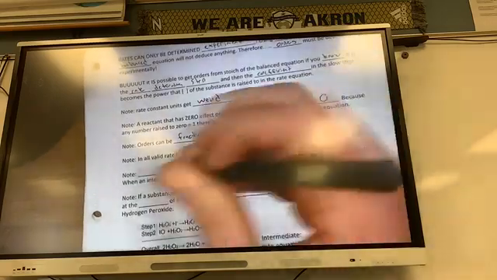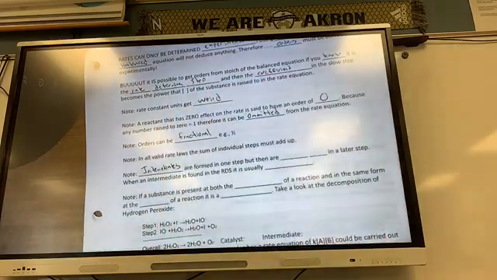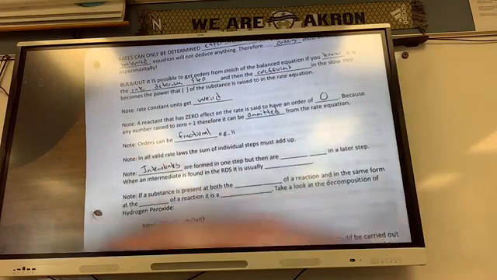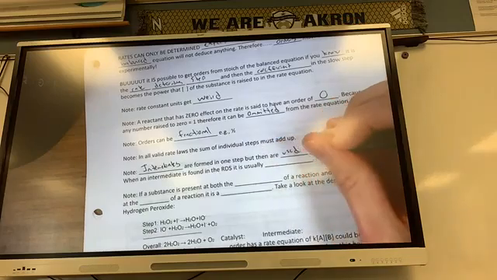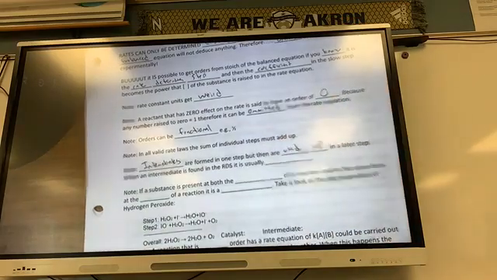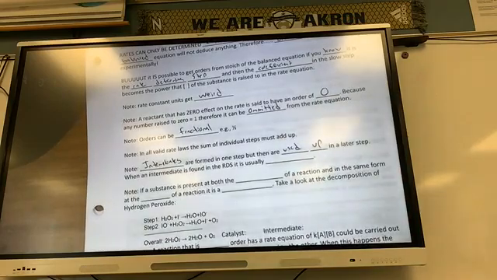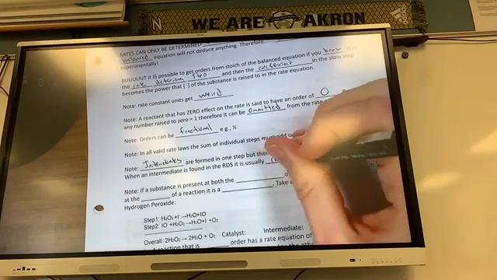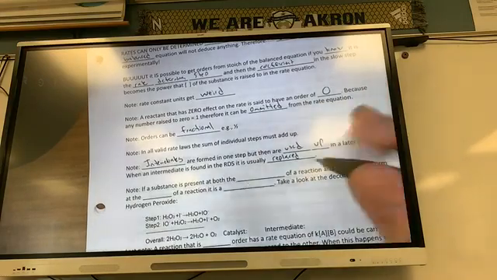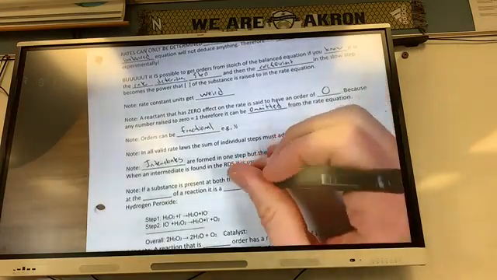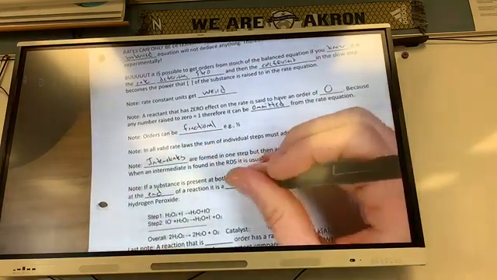Note, intermediates. When I start writing notes, it's just like random things I needed to say. Intermediates are formed in one step, but then are used up. We talked about this. They're used up in a later step. When an intermediate is found in the rate determining step, it is usually replaced. That's really important. It's usually replaced. If a substance is present at both the start and at the end, what is it? It's a catalyst. It is a catalyst.